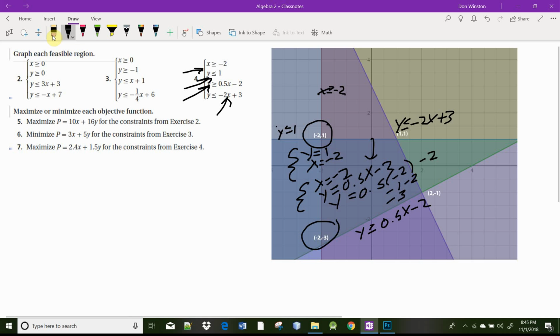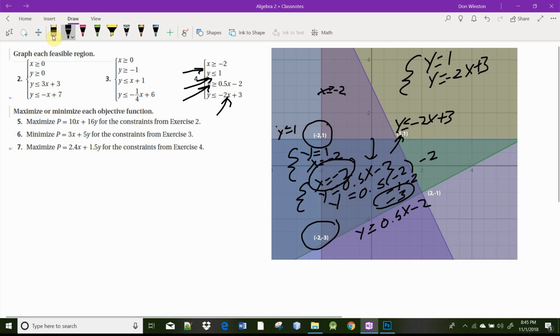So I have it. x was equal to negative 2, y is equal to negative 3. Alright, so I found that vertex. This vertex here, so that's 1, 1. We can verify that. Again, that's two equations. It's the line y is equal to 1, and then the equation y equals negative 2x plus 3.